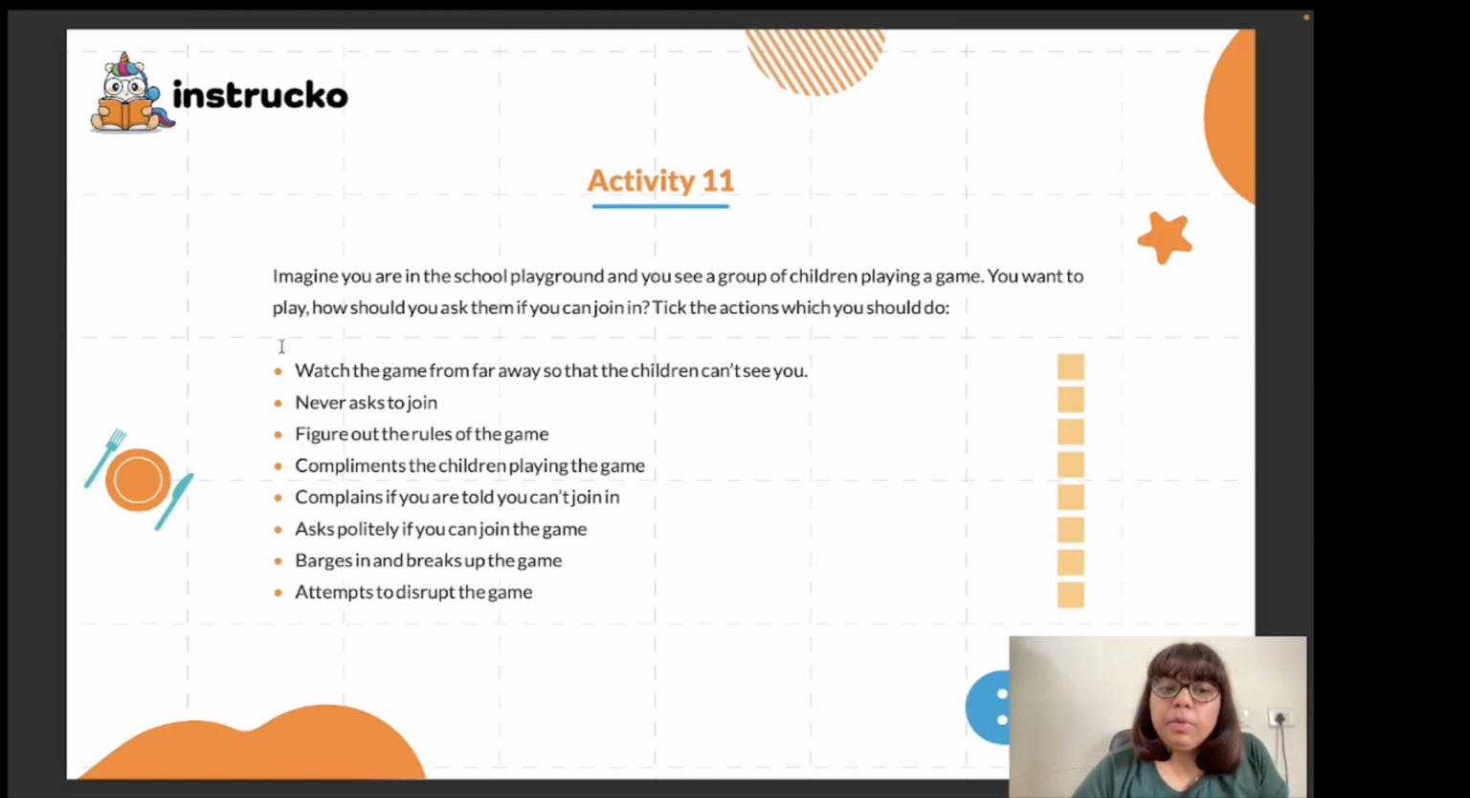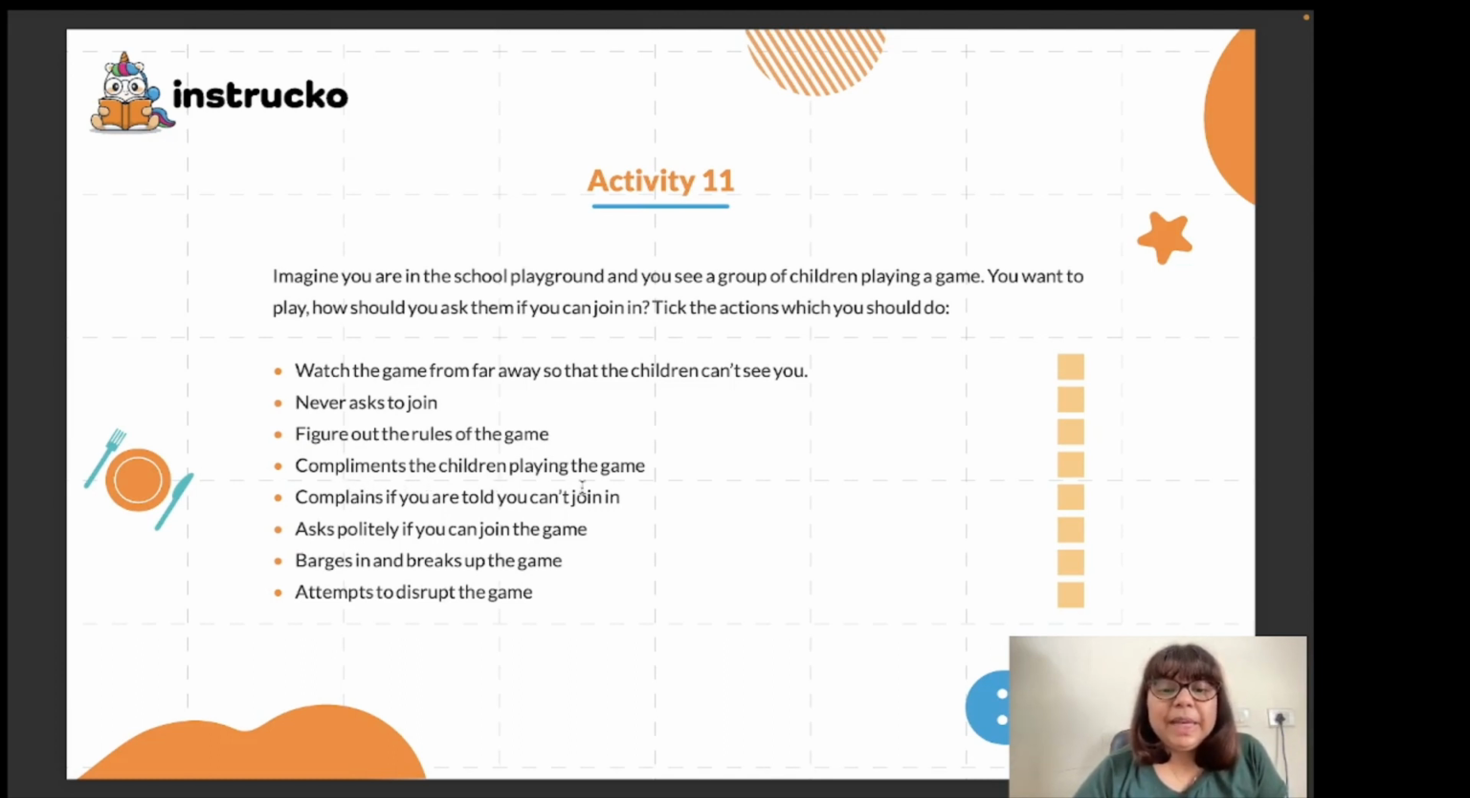game. You want to play. How should you ask them if you can join in? Tick the actions which you should do. Now, watch the game from far away so that the children can't see you. No. Never ask to join. No. Figure out the rules of the game. Exactly, we should try and figure.